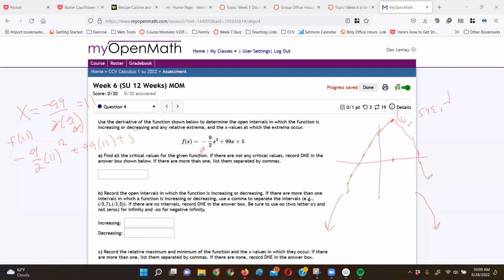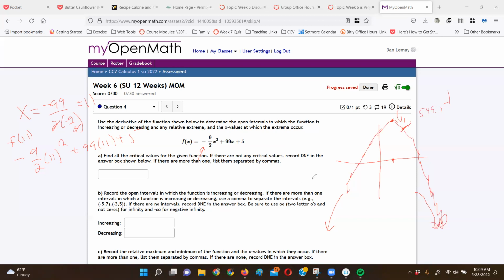So let's think about answering the calculus with this now. Are there any critical values? Yeah, there's going to be one, and that happens when x equals 11. Because that's where the turning point is, right? We'll use derivatives to figure that out.